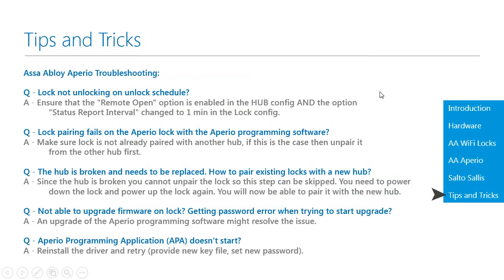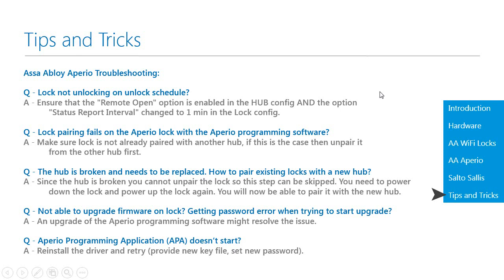I just want to take a second to go over some very quick Aperio troubleshooting questions and answers. In the first one, if we have a lock that's not unlocking on an unlock schedule, we're going to want to ensure that the remote open option is enabled in the hub, and that the option status report interval has been changed to 1 minute in the lock configuration.